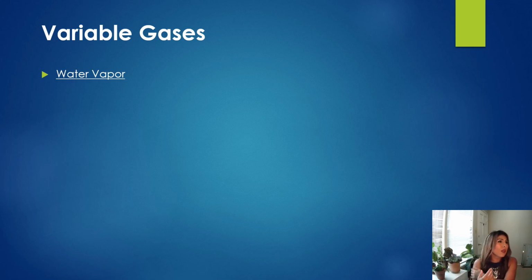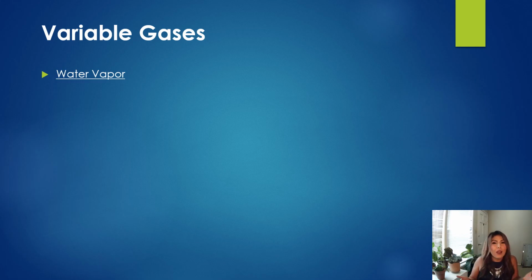So have any of you ever been to Florida or Alabama or Louisiana or the East Coast, southern East Coast states? If you have, what do you notice about the air there? You should say humid, right? So yeah, it is super humid there. And that's because there is more water vapor in the atmosphere. So water vapor is one of the first examples of a variable gas.